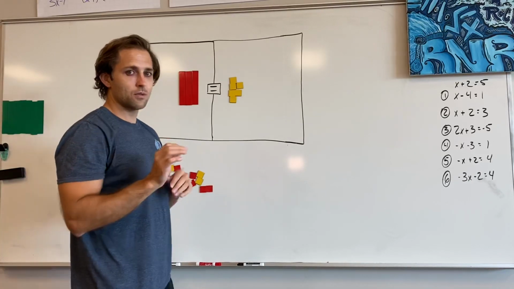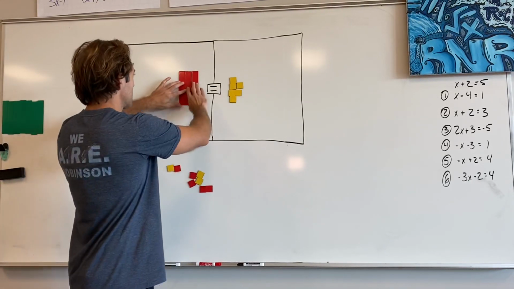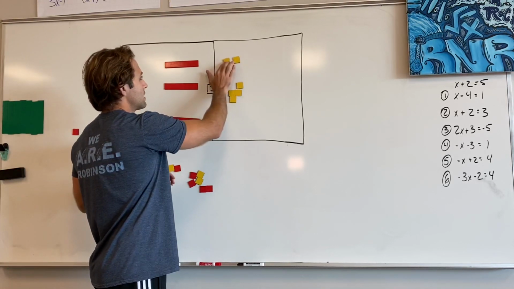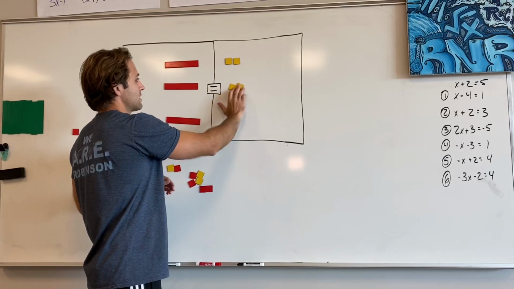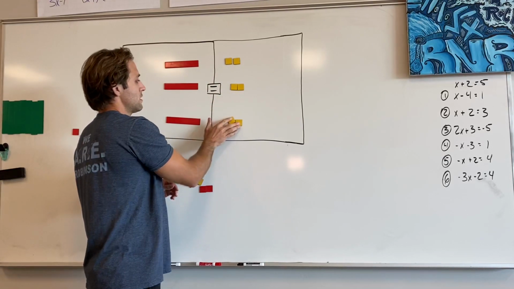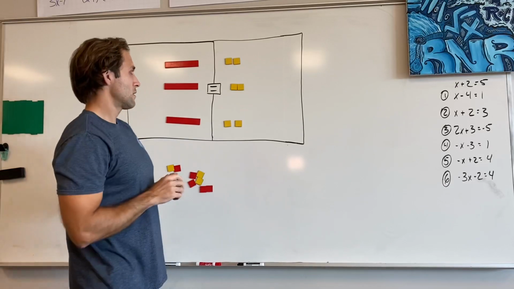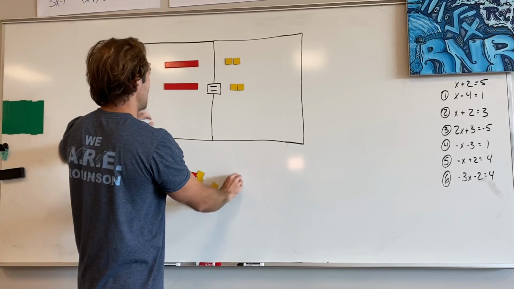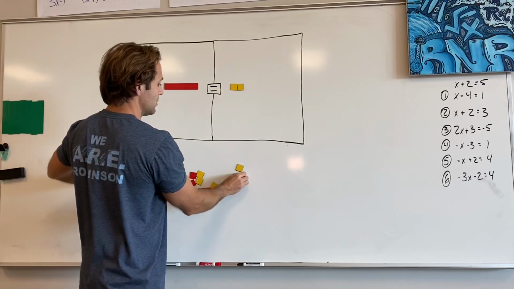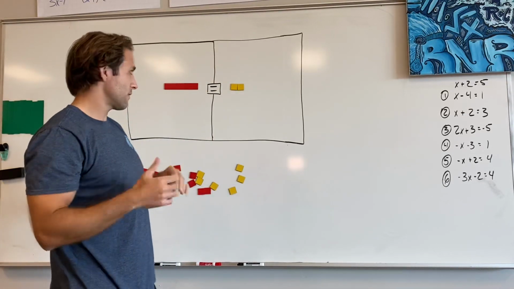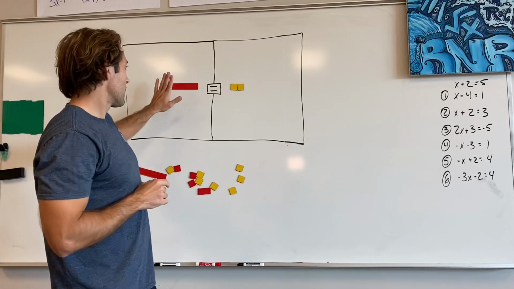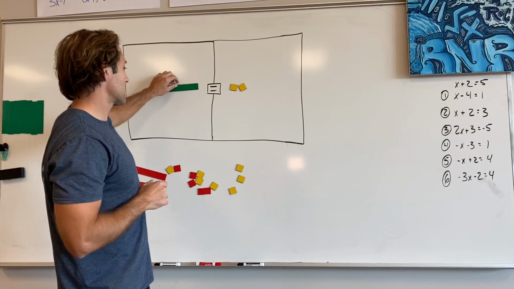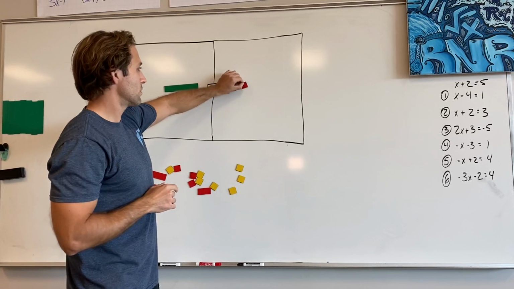And I need to divide this up into 3 groups, where each negative x is equal to 2. So we can just remove these, and we see that negative x is equal to 2. After we divide it by 3 there, negative x is equal to 2. So the opposite of x is 2 would mean that x is the opposite of 2, or negative 2.